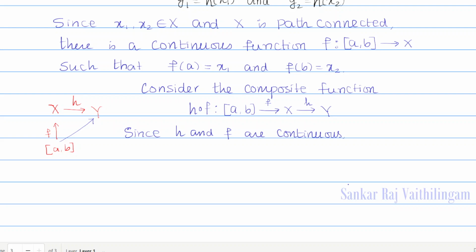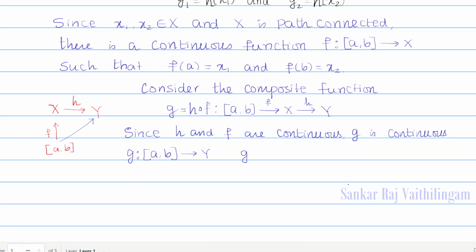Okay, this new function I call g. g is continuous. And g is a function from where to where? It is a function from the closed interval [a, b] to Y. So how is it defined?